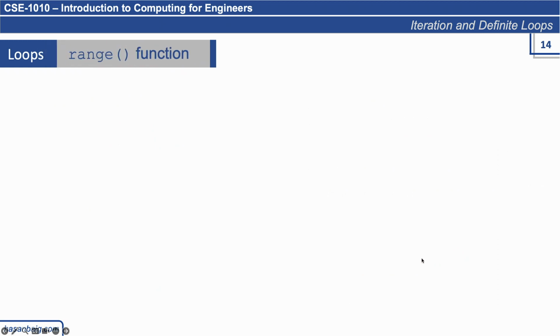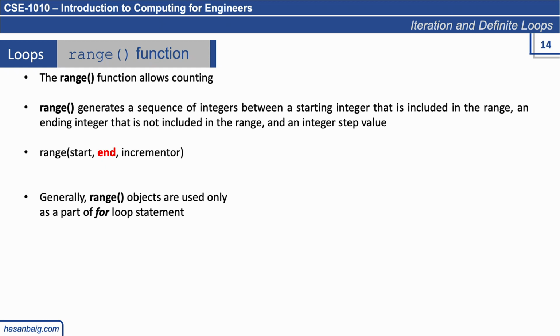Okay. The next thing we need to talk about is the range function, which is also a very commonly used thing in programming. So the range function allows counting in for loops. It generates a sequence of integers between a starting integer, which is included in the range, and an ending integer that is excluded. And we can optionally also specify an incrementer.